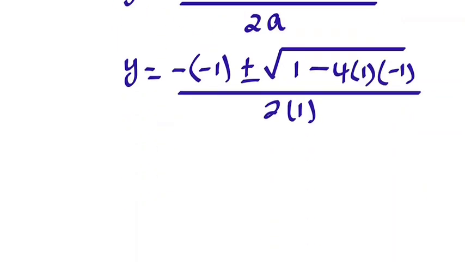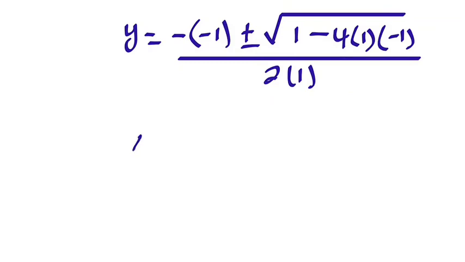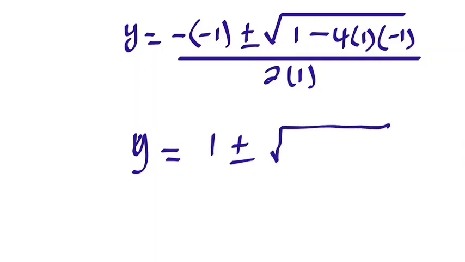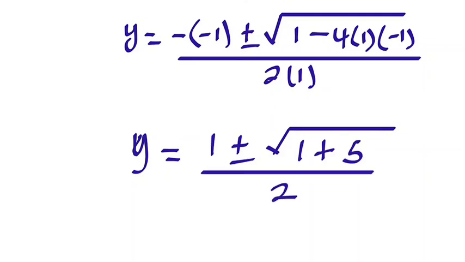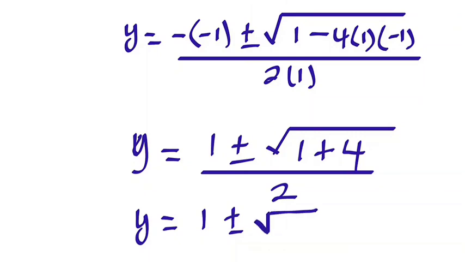Are you getting it? So moving on, we're going to have y equals 1 plus or minus the square root of 1 plus 4 times 1. We're going to have 5, then divided by 2. So we're going to have y equals 1 plus or minus square root of, sorry, 4 times 1, you are going to have 4 here. So we have root 5, then divided by 2. Are you getting it now?